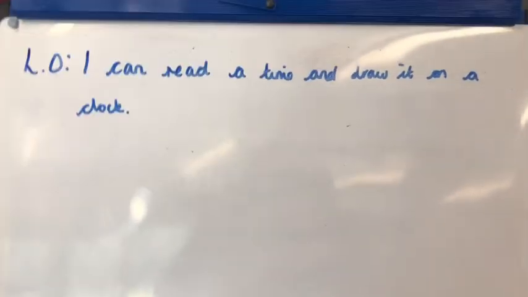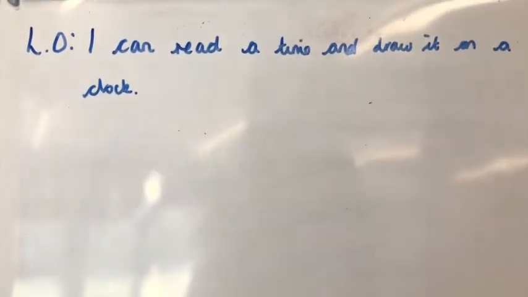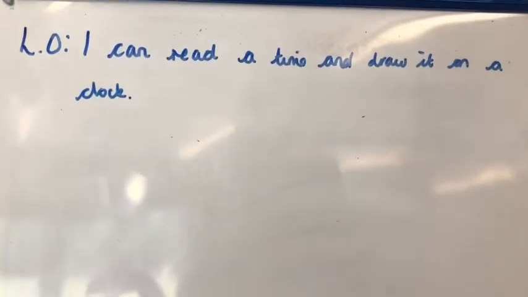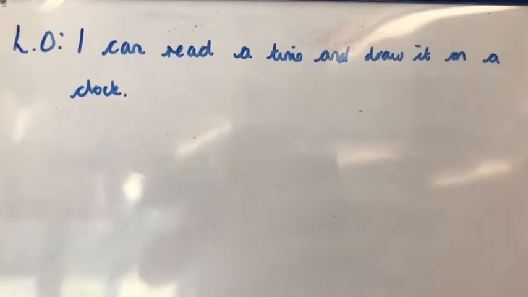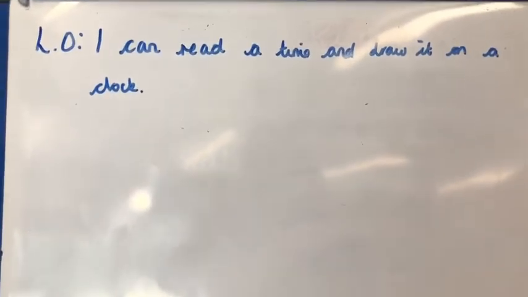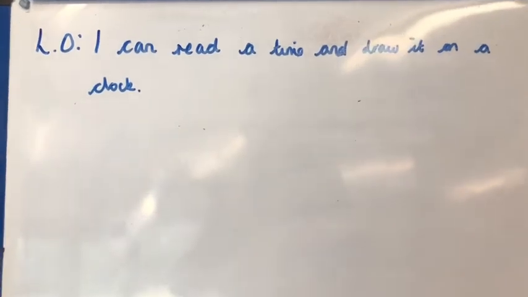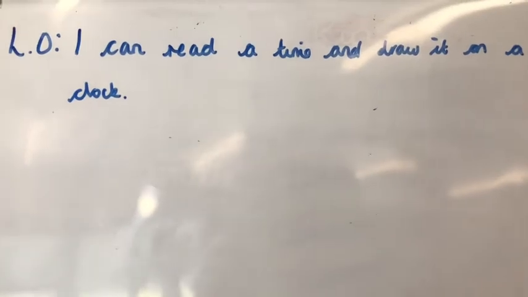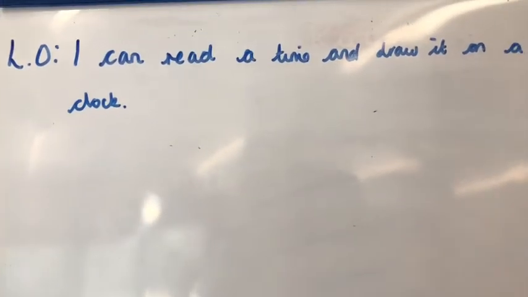Okay, everybody, so your new learning objective is I can read a time. So we're going to give you a time, so something o'clock, and then you're going to learn to draw this on a clock. Okay, so this is going to be pulling together lots and lots of learning, but mainly the learning from last week, learning about clocks and telling the time.